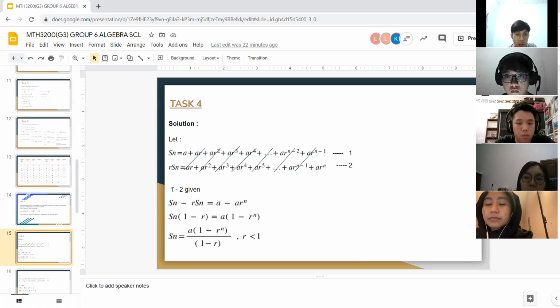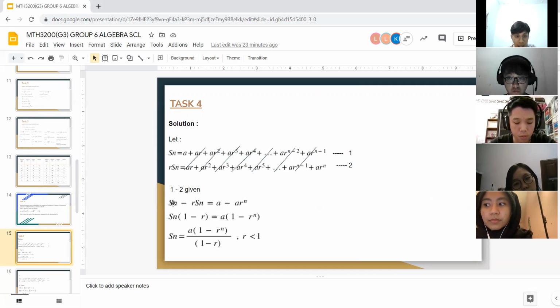And now for the next step, we take the first equation minus the second equation. So before we minus, we can cancel out the same terms. That means terms with the same value in both of the equations. So Sn has ar, and r multiplied by Sn also has ar, so we can cancel. So cancel until at last Sn is only left with a, and r multiplied by Sn is only left with a times r to the power n.